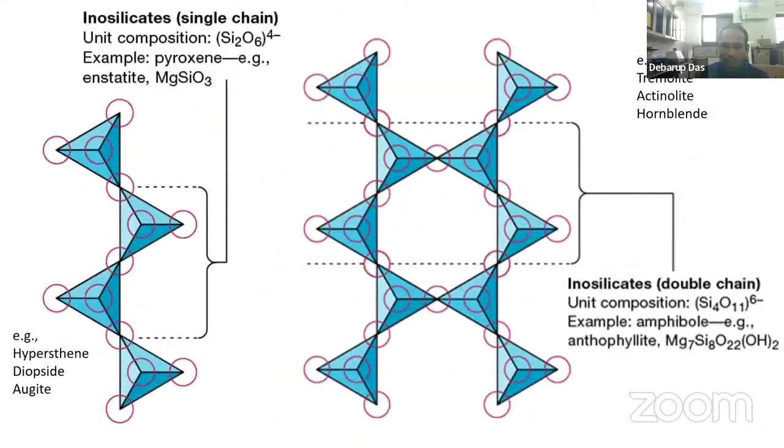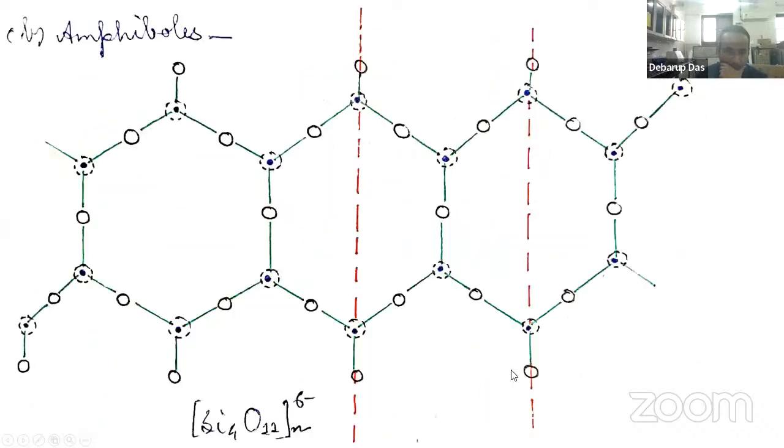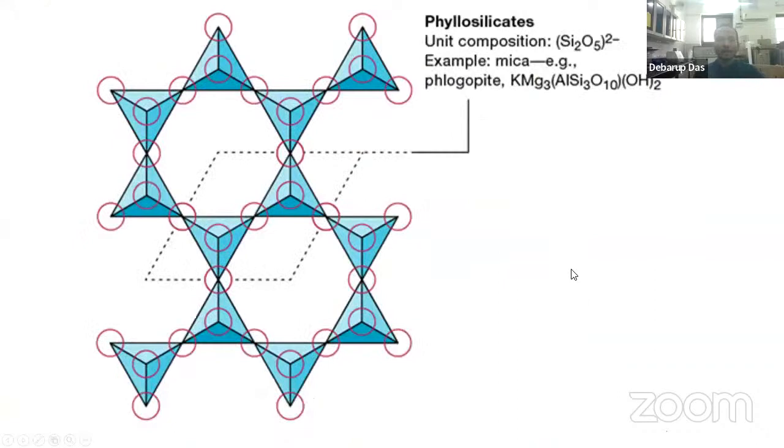Just one thing you try to remember, the most important or most common example of amphiboles is hornblende. Questions may be asked that hornblende is dash type of mineral. Options may be nesosilicate, sorosilicate, or orthosilicate, single chain, double chain, phyllo, like that. So try to remember at least hornblende. Next is phyllosilicates.